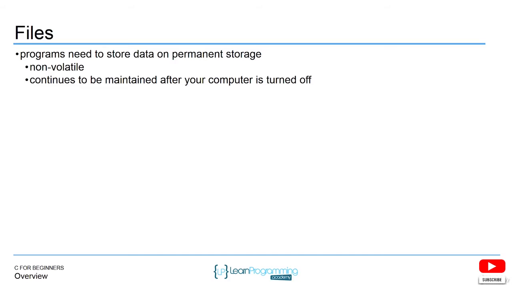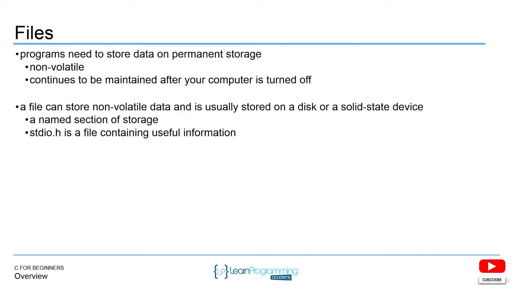When you store stuff in files and you store it on the hard drive, this is permanent storage. It's still there even when you reboot the machine or when your program is not running. That's referred to as non-volatile memory because it stays around. A file can store non-volatile data and is usually stored on the disk, or nowadays a solid-state drive, an SSD. It's a named section of storage, and stdio.h contains the information needed to be able to read and write to those files.